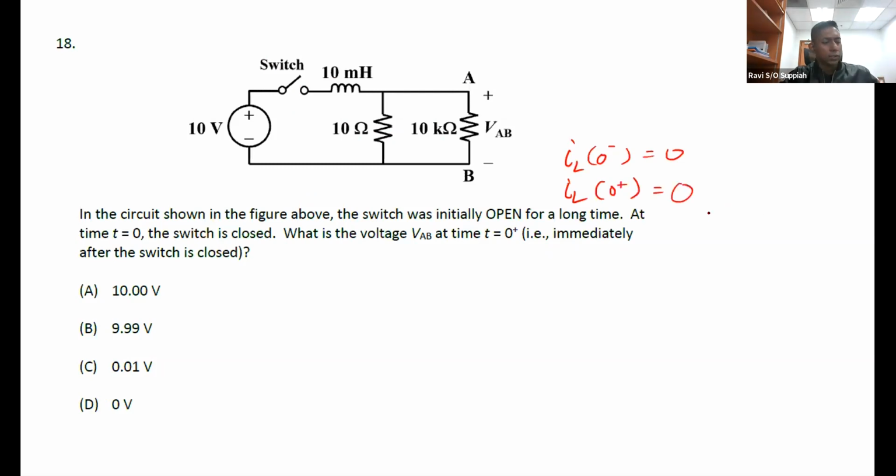All right, so if the current is 0, then effectively nothing flows through the resistors. So the voltage across these 2 points will still be 0, because the instantaneous response at 0 plus and 0 minus will always be the same. For a capacitor, the voltage across the capacitor at 0 minus will be the same as at 0 plus. For an inductor, the current through the inductor at 0 minus will be the same as at 0 plus. So since the current is 0, there is no voltage seen across the resistor over here. So it's 0 volts.